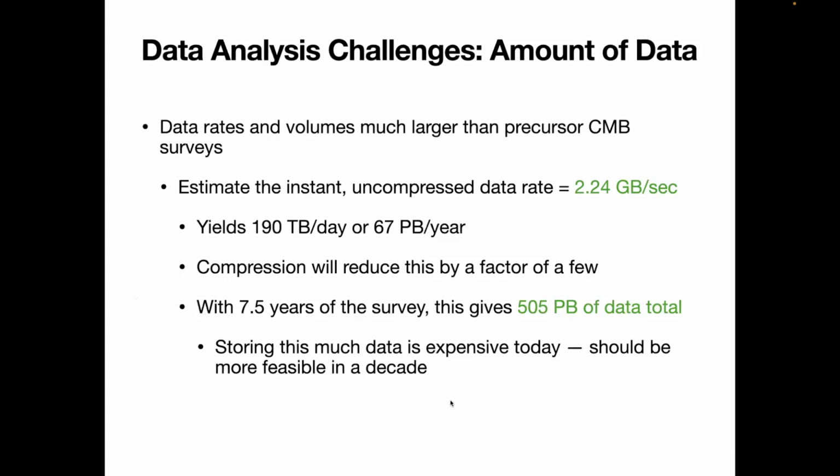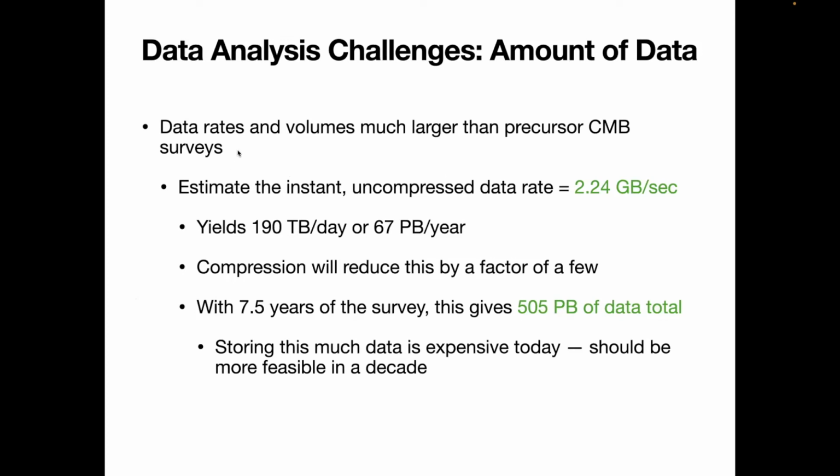Now, the data analysis challenges, which I'm very happy to share with you because they are significant, and I welcome all your brain power to think of creative ways that they can be surmounted.